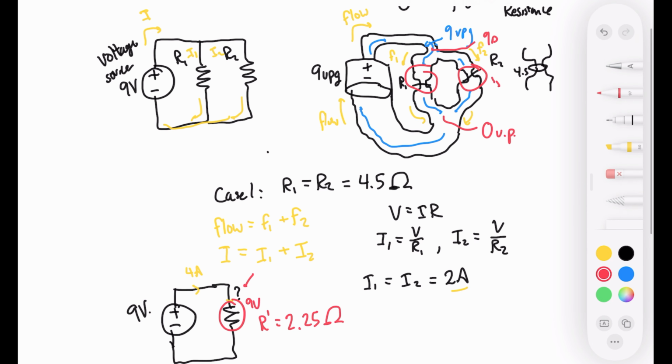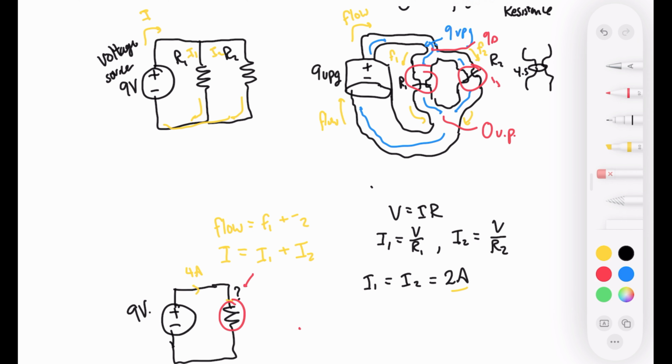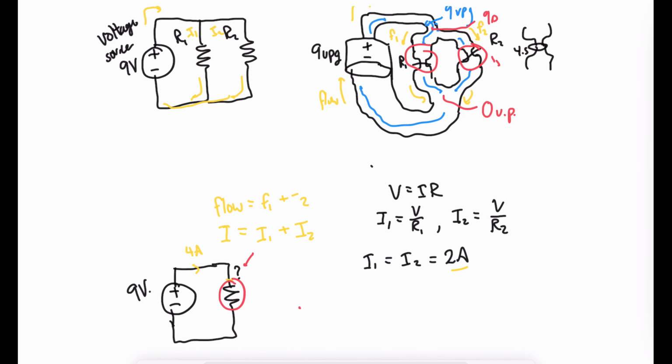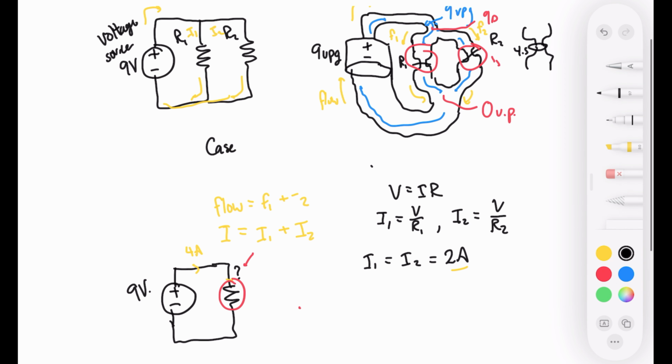Now, what happens if these resistances weren't the same? So say that R1, now let's do this in a different case. So we did case 1. And now I want to modify this example and imagine that this is case 2. R1 equals, well, let's just try to keep it simple, 1 ohm, and R2 is going to equal 2 ohms.